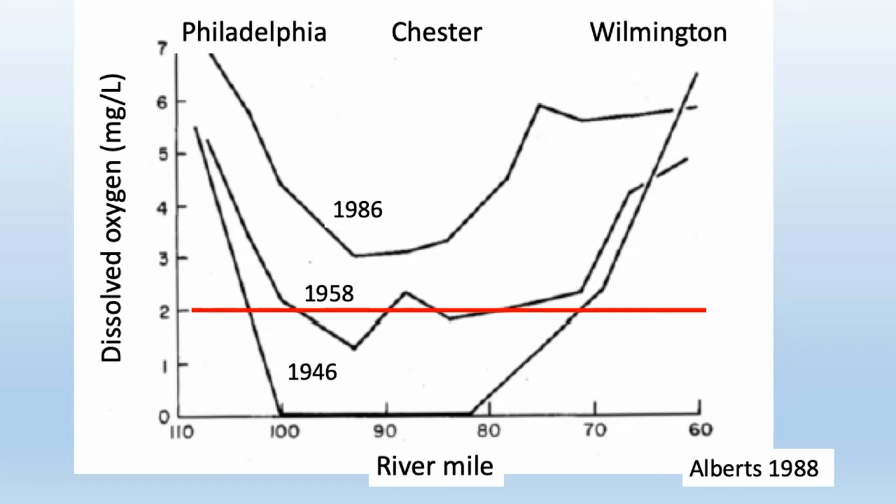And I'm going to concentrate first on 1946, when basically that was really the darkest days in terms of the Delaware River as a habitat. And you can see here that as we go downstream from Philadelphia, we see this dramatic drop in oxygen concentration, such that just downstream of Philadelphia, at river mile 100, oxygen has gone down to 0, much lower than the dead zone level of 2 milligrams per liter.